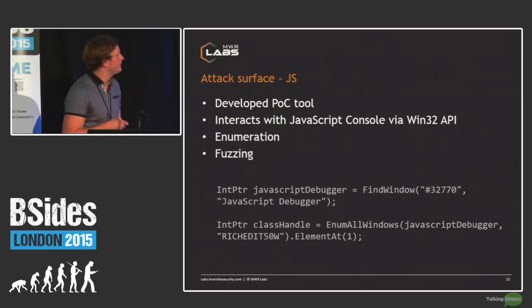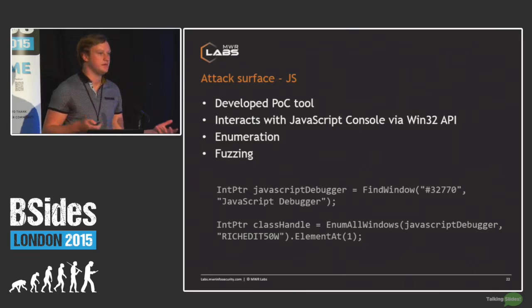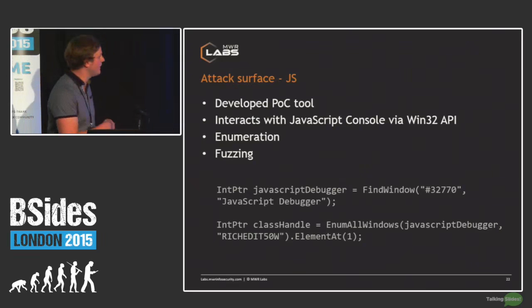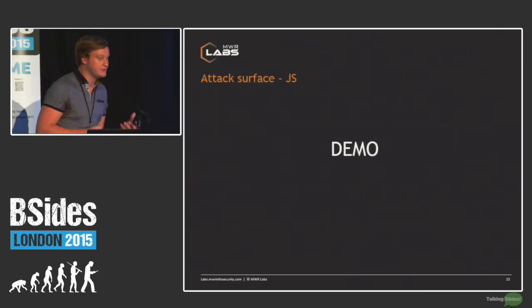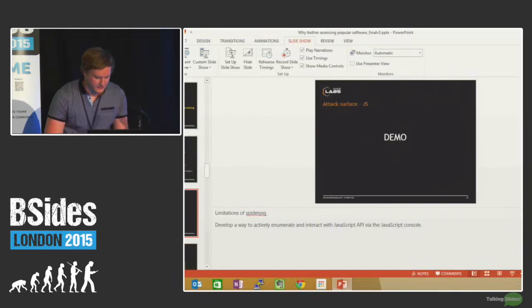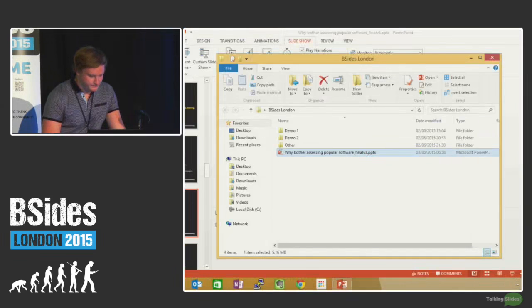It essentially interacts with the JavaScript console, but instead of typing manually into the console, it interacts with it via the Win32 API. It just grabs a handle to the JavaScript console, sets the text, and then executes with Control-Enter, like I described in the last slide. So I'll just move on to the demo of this tool now, and hopefully show you something working.